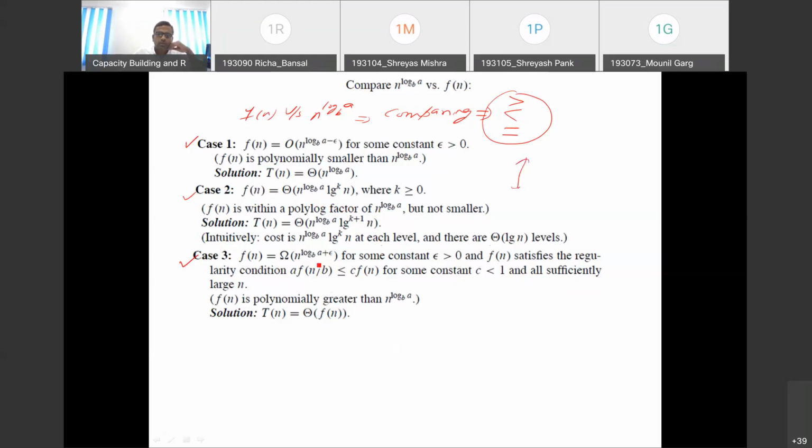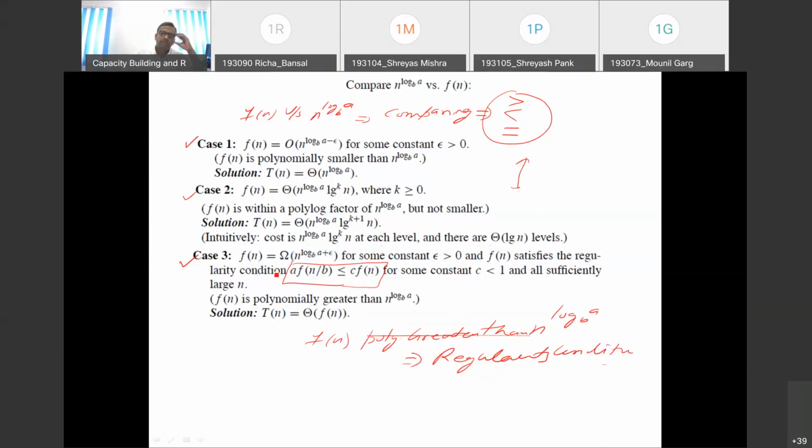Fine. Now in the third rule, when we say that f of n is polynomially greater than n raised to the power log a base b, we further need to check the regularity condition. What exactly is the regularity condition? The regularity condition says that if a f of n upon b is less than or equal to c into f of n, only then the third case is applicable.